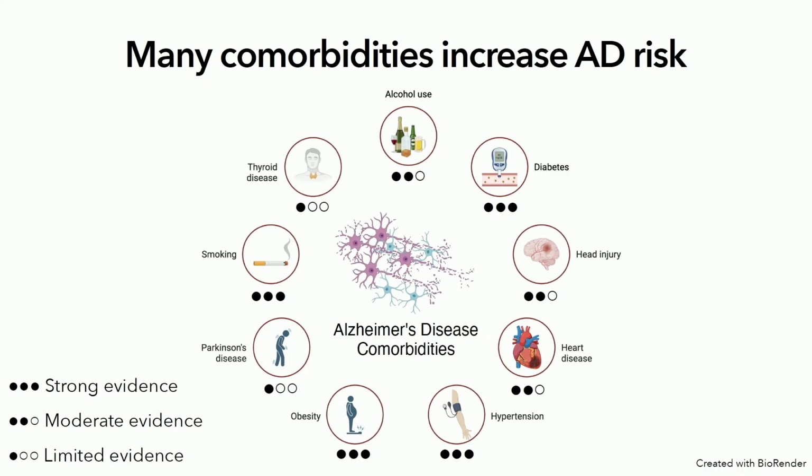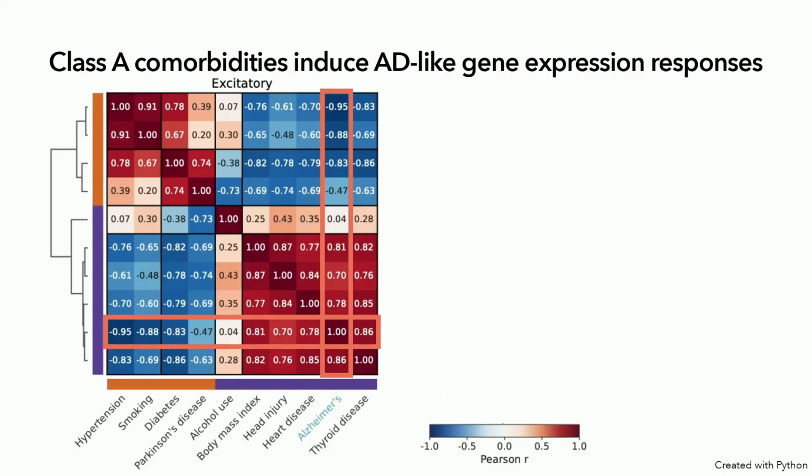This led us to ask the question, do comorbidities affect healthy brains in a way that causes their molecular response to become more AD-like at a molecular level? To answer this question, we looked at how each comorbidity affects healthy brains, and we compared those effects to the changes between AD versus non-AD brains. We calculated the correlation between their fold change vectors over all the genes.